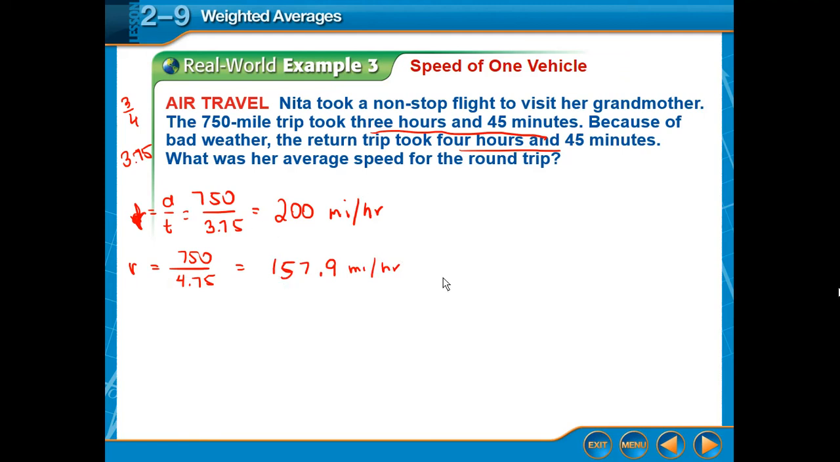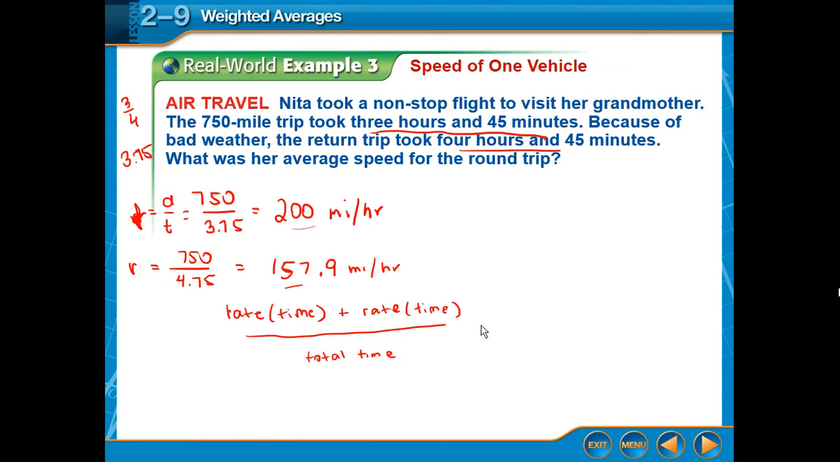Okay, so if we want to find the average for the way there and the way back, we can't just use this, because she was going this speed for a shorter amount of time than she was going this speed. So we have to use weight. The way we're going to do that is the rate times the time. Time is like the number of times that this thing occurred for the way there, and then we do the rate times the time for the trip home. And then it's going to be over the total time.